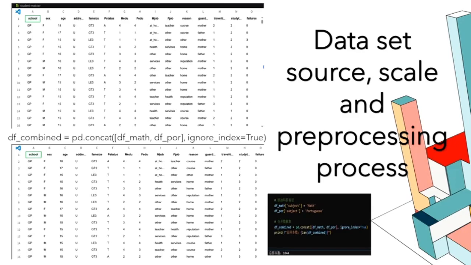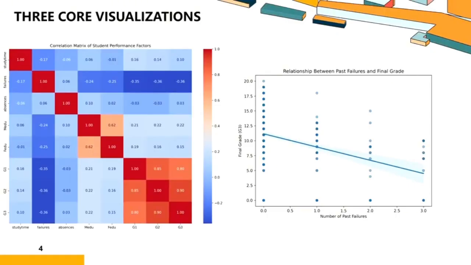We'll show three core visualizations. The first is the correlation heat map. It shows failures and G3 are negatively correlated at around minus 0.36. G2 and G3 are very strongly correlated at around 0.91.